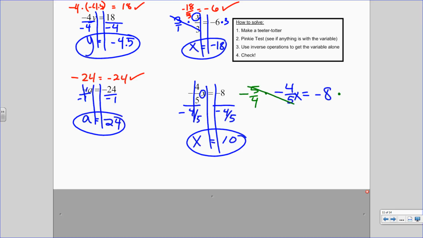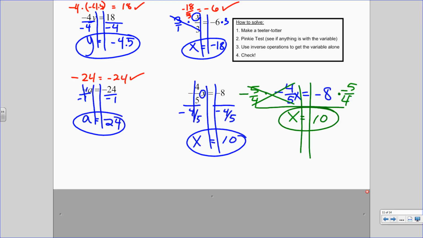So now my 5's cancel out, my 4's cancel out, my negatives cancel out, and I just have an x on this side. And then on this side, if I multiply by negative 5/4 on one side, I must do it on the other side. And so here, when you work this out, negative 8 times negative 5/4, you also get 10. So you can work it out either way.